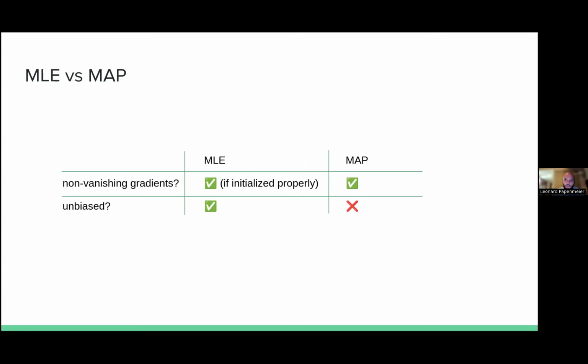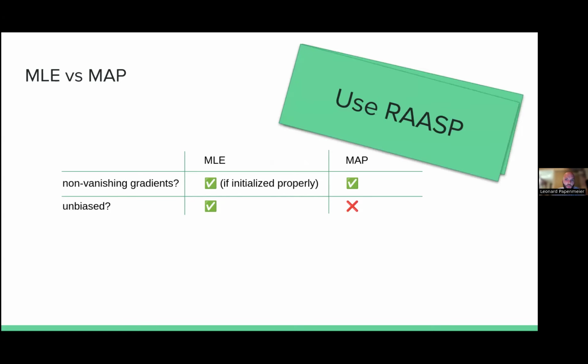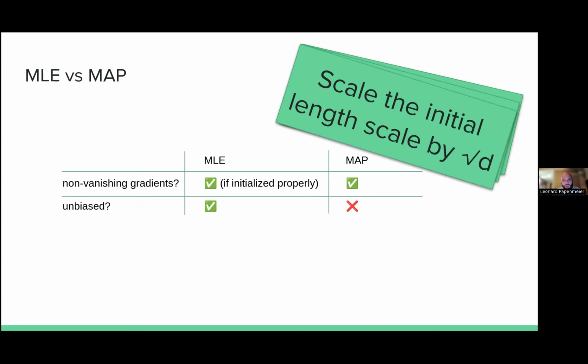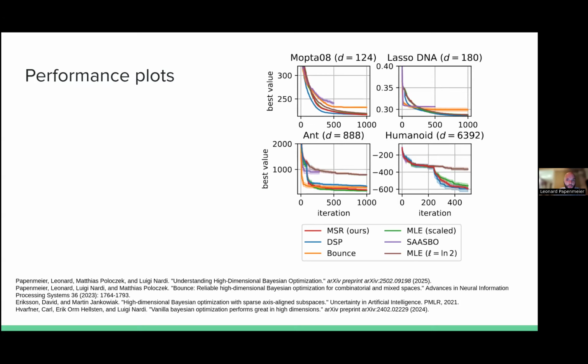Therefore, we argue that high-dimensional BO should use MLE with a scaled initialization, with RASP sampling to avoid vanishing gradients of the acquisition function, and with a scaled initialization to avoid vanishing gradients of the marginal log likelihood. And we combine these components into an algorithm which we then call RASP. And we have some experimental results here.